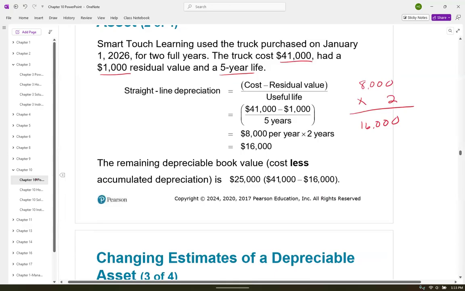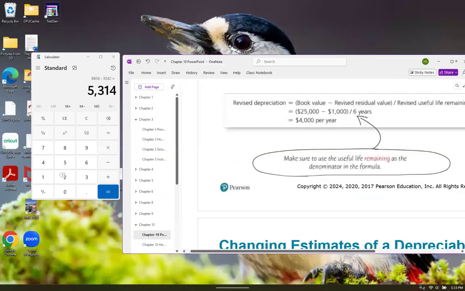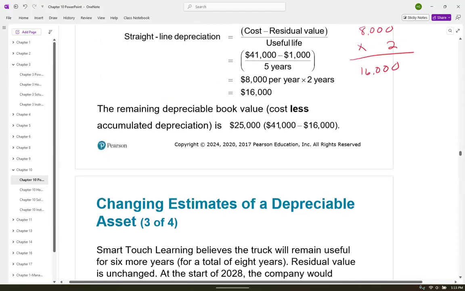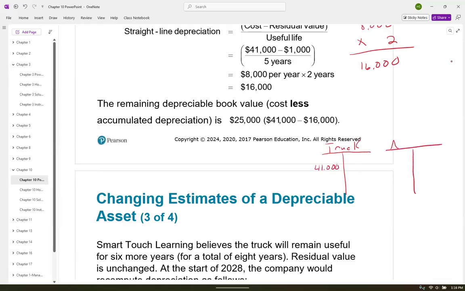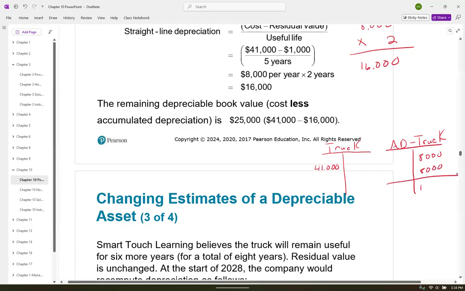This might help if I drew it out, sorry about that. Let's come over here and let's draw some T accounts out. We have the truck. The truck is sitting in the asset account for 41K. We have that accumulated depreciation for the truck. We've depreciated it 2 years. I'll just do 8,000 and 8,000. And so right now, this asset has a book value of 25,000.